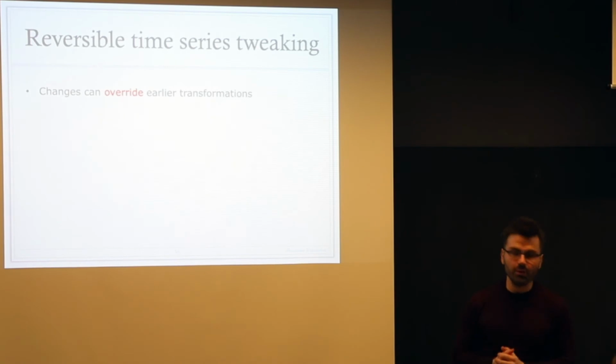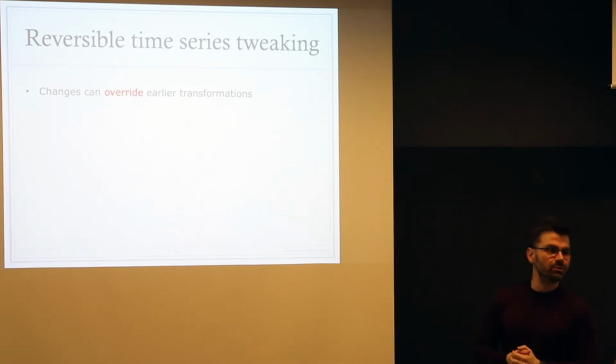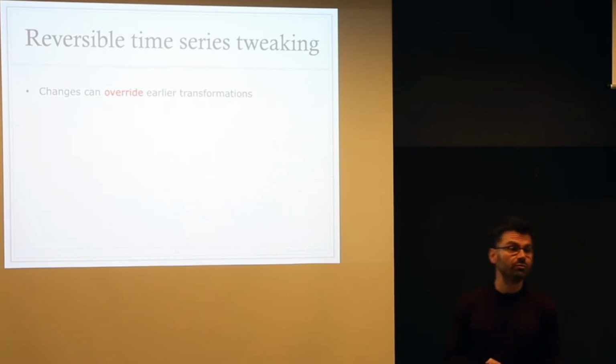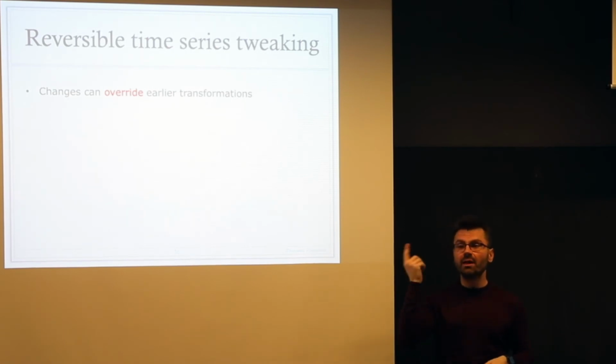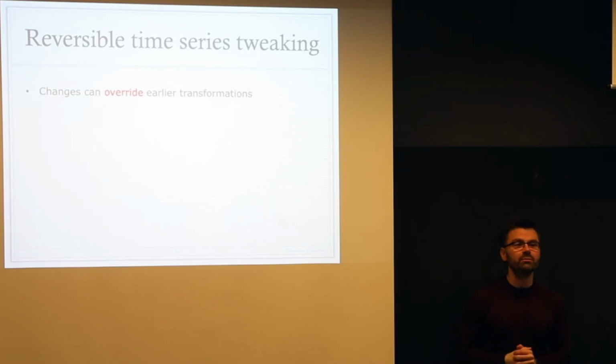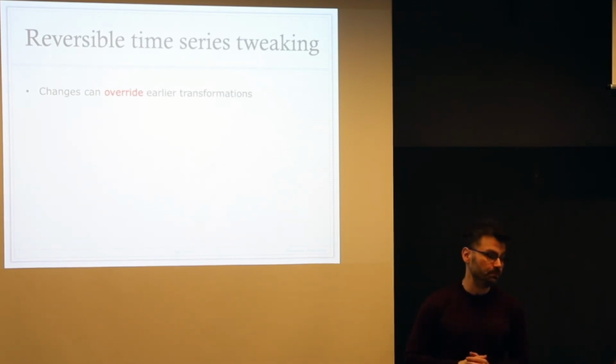And then, of course, you can do the opposite, which is, I guess, the best performing one, the reversible time series tweaking. So changes can override previous transformations. We start the path from top to bottom, and every time a node condition demands that a particular subsequence should be changed, we just apply the change.